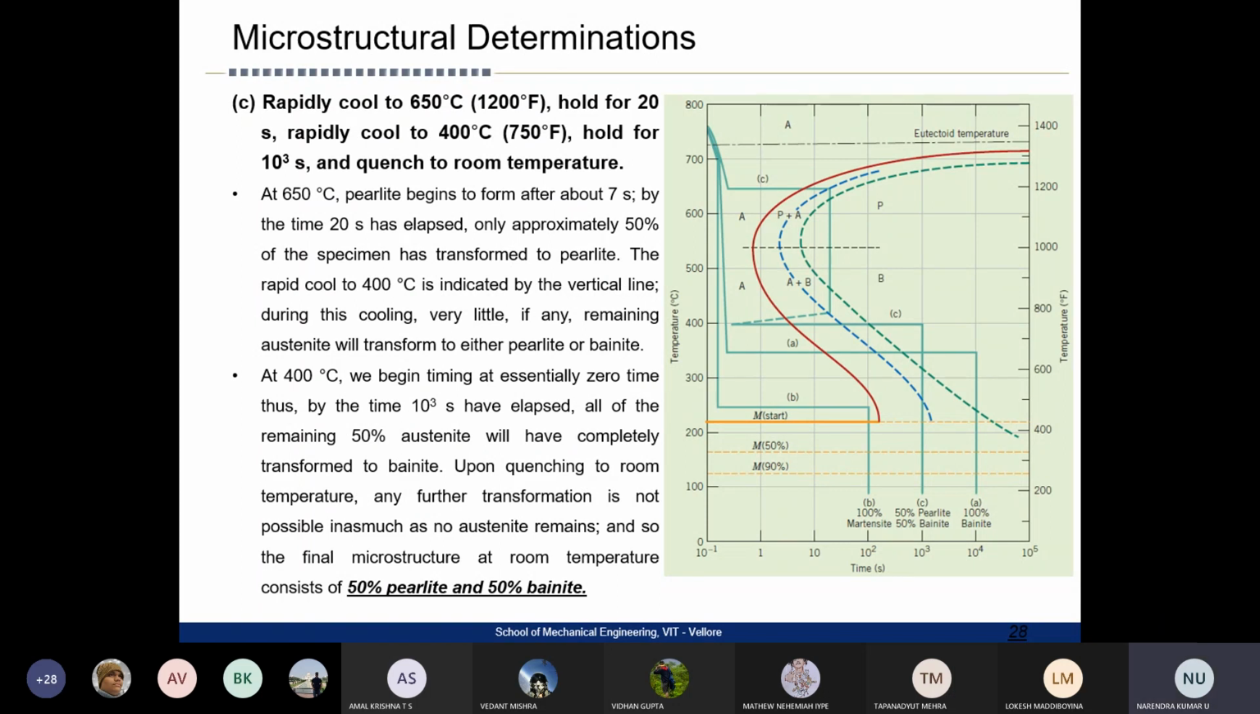And the third one, we saw that it is a 3-step process. First at 650, keep it for 20 seconds. So this is the 20-second time. That means 50% is getting converted. So at this point, you have 50% austenite and 50% pearlite.